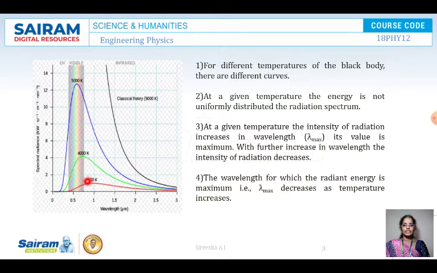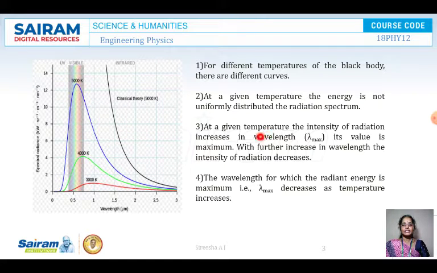At a given temperature, the intensity of radiation increases and its value is maximum at the wavelength lambda maximum. You can see here, as the temperature increases, the corresponding maximum wavelength is 0.5. For 4000 Kelvin, the maximum is approximately 7, and for 3000 Kelvin, it is at 1. So, as the temperature increases, lambda maximum, the wavelength for which the radiant energy is maximum, is decreasing. That is what is being said. Lambda maximum decreases as the temperature increases.